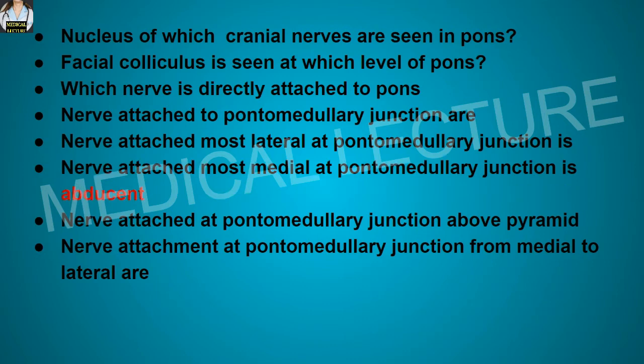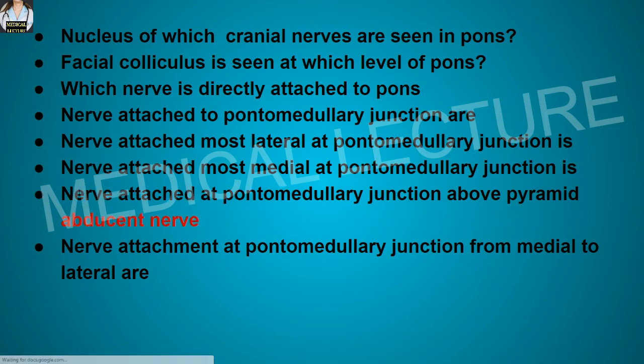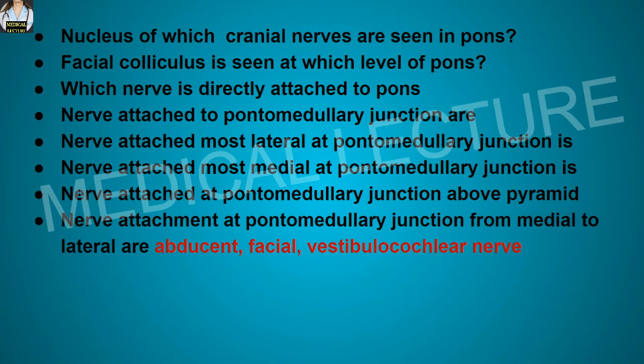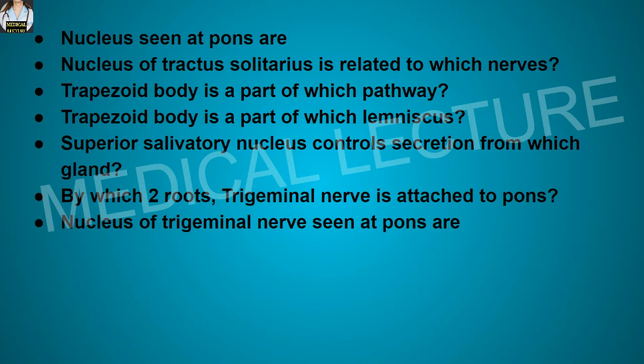Nerve attached at the pontomedullary junction above the pyramid. It is the abducens nerve. Now, what is the medial to the lateral attachment of the nerves at the pontomedullary junction? So, they are medial to the lateral. As we go from medial to lateral, they are abducens nerve, facial nerve and the vestibulocochlear nerve from medial to the lateral side. Which nuclei are seen at the pons?